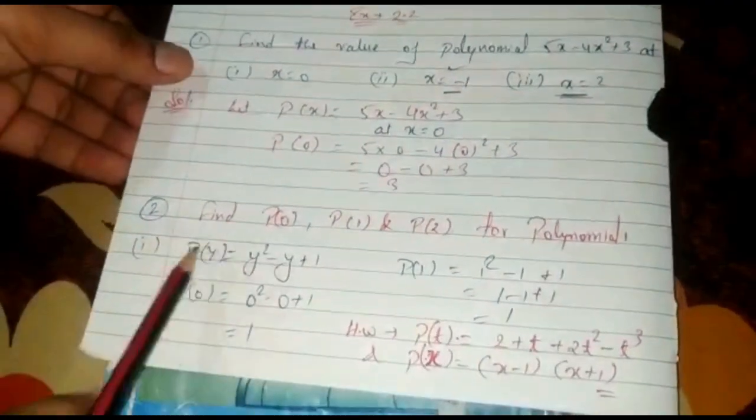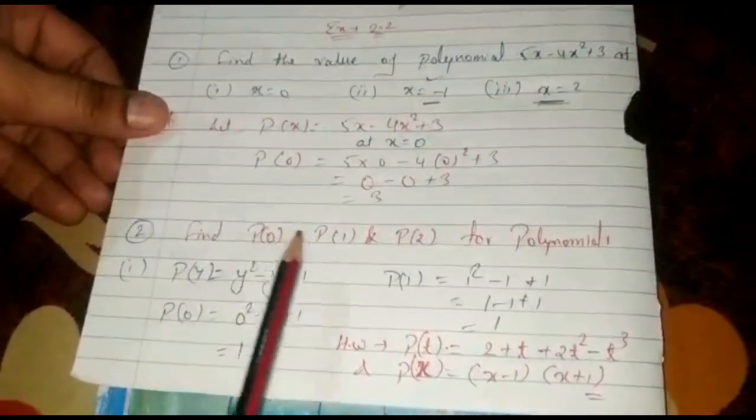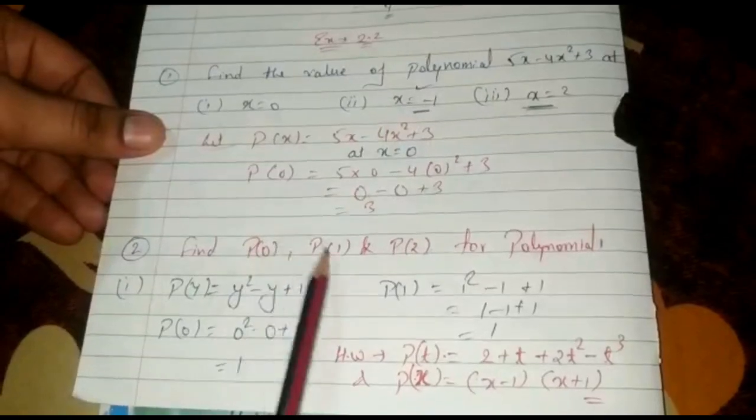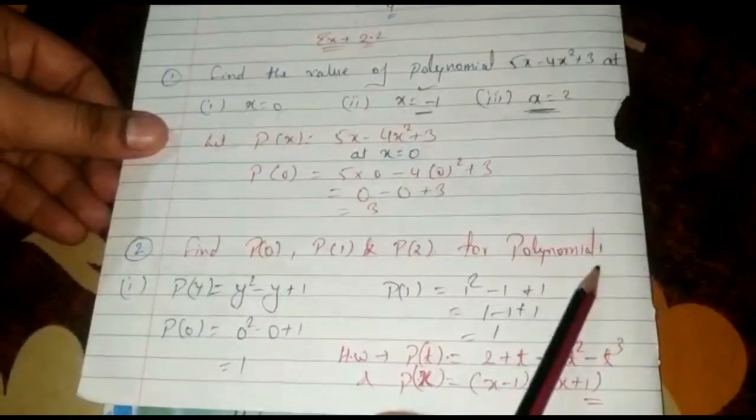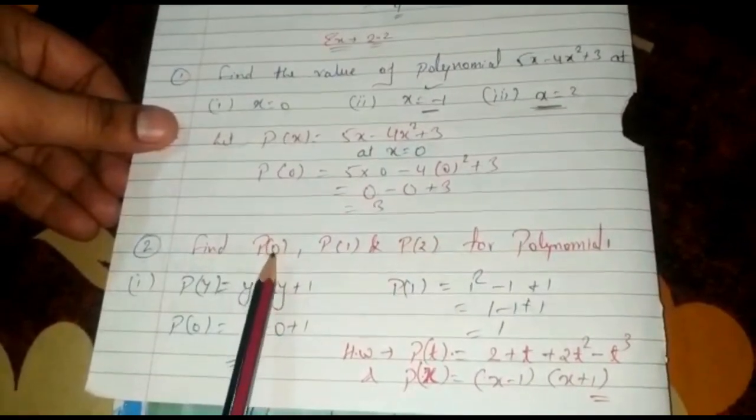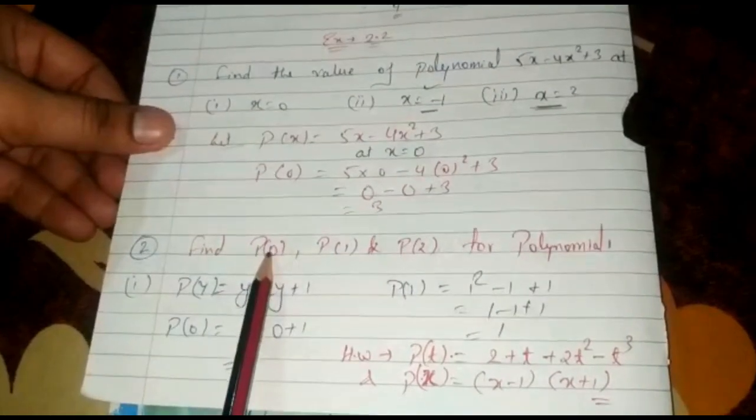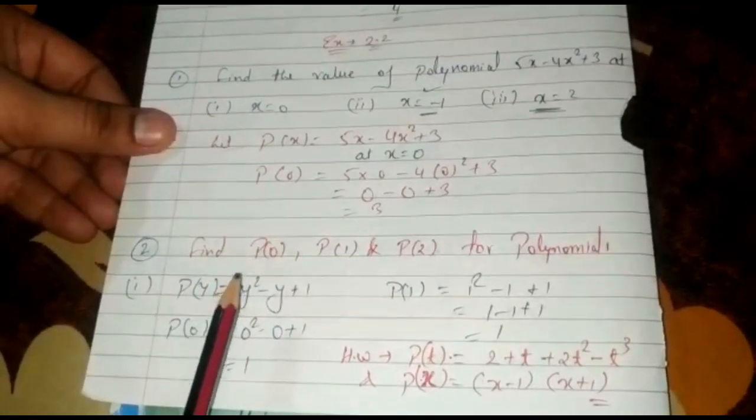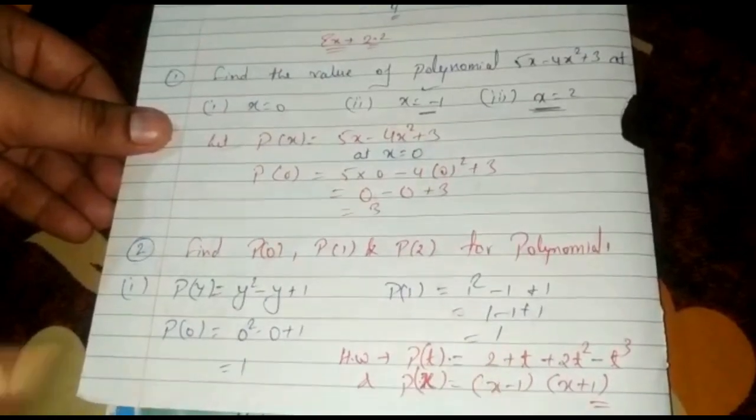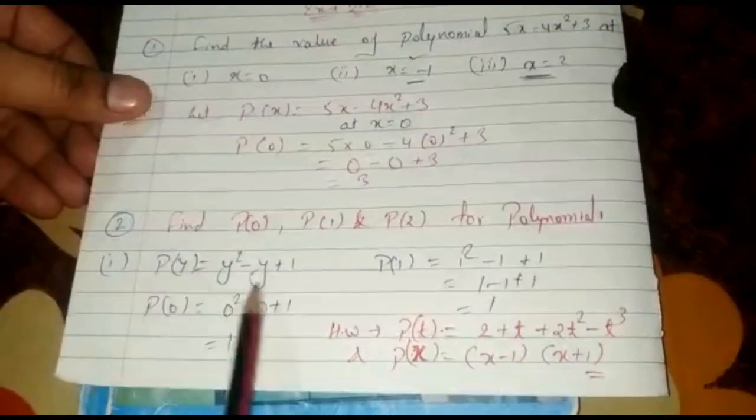Okay. Let us discuss the next question: find p of 0, p of 1 and p of 2 for the polynomials. There are some polynomials, and you have to find their value at x equal to whatever the polynomial variable is. Maybe the polynomial is given in the form of y, maybe in the form of t, or maybe in the form of x. So we have to understand the concept.